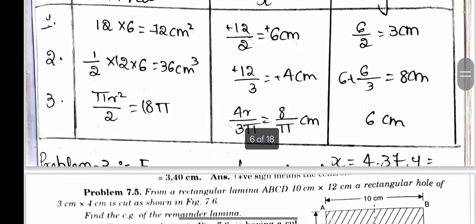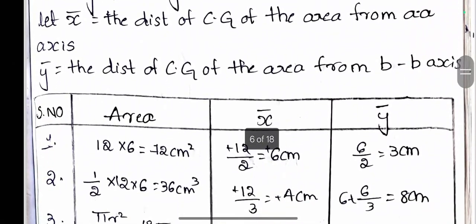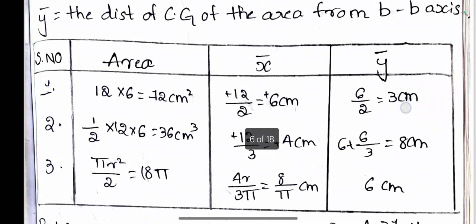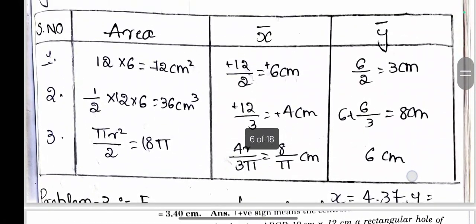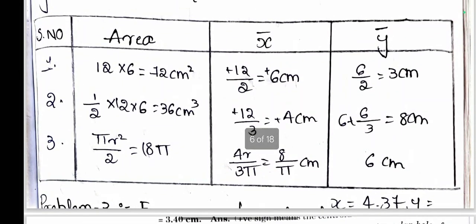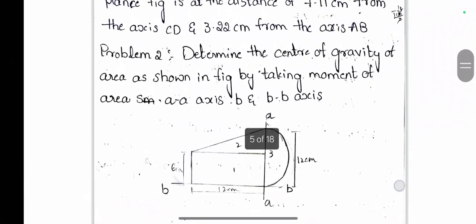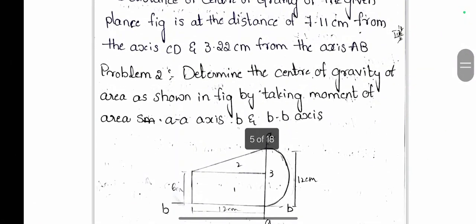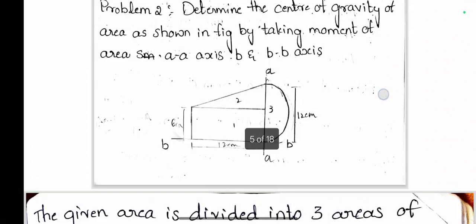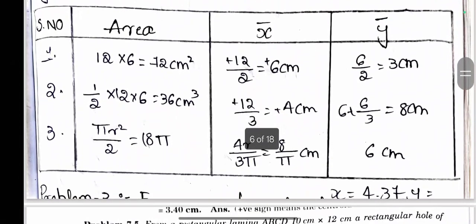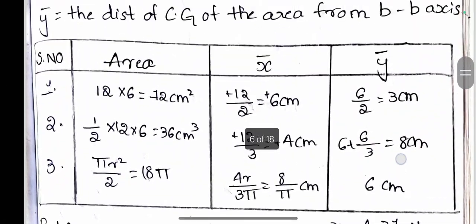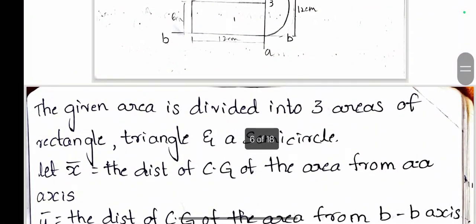So after substituting everything, we will get the X bar and Y bar. X bar is equal to A1 X1 plus A2 X2 plus A3 X3 divided by A1 plus A2 plus A3. Next, Y bar is equal to A1 Y1 plus A2 Y2 plus A3 Y3 divided by A1 plus A2 plus A3. So like that we can find the distance of the center of gravity from the AA axis and BB axis. Okay, we will see it in the next problem. We are going to see moment of inertia.